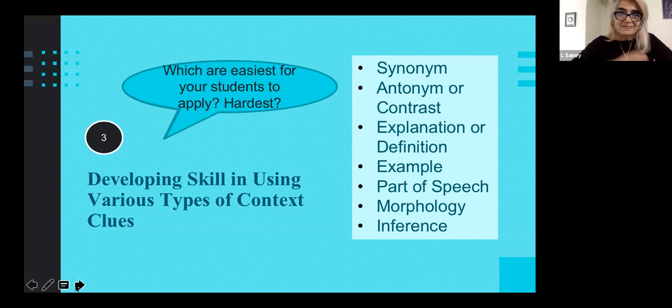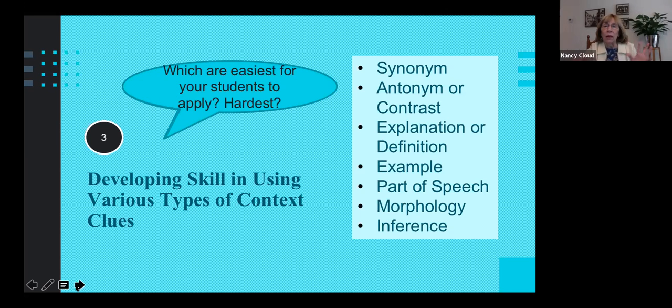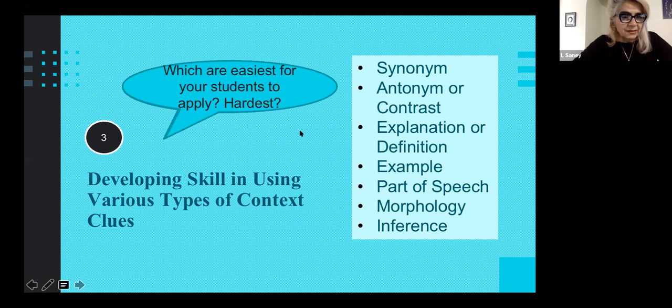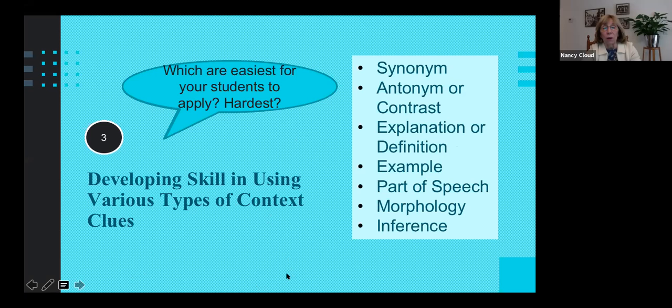So, which of these are easiest for your kids to use and which are hardest? Some of these are very simple and kids don't have any trouble with it. And others of them are like finding an explanation or definition, or seeing an example and using an example. I think that's a little bit easier. Which of these do your kids find more difficult? Because then it means that we have to, inference is really the hardest.